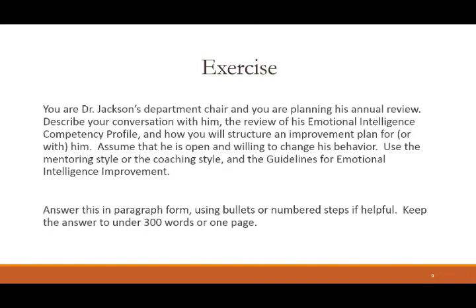Assume that he is open and willing to change his behavior. Use the mentoring style or the coaching style and the guidelines for emotional intelligence improvement. Answer this in paragraph form using bullets or the numbered steps if helpful. Keep the answer to under 300 words or approximately equivalent to 1 page.